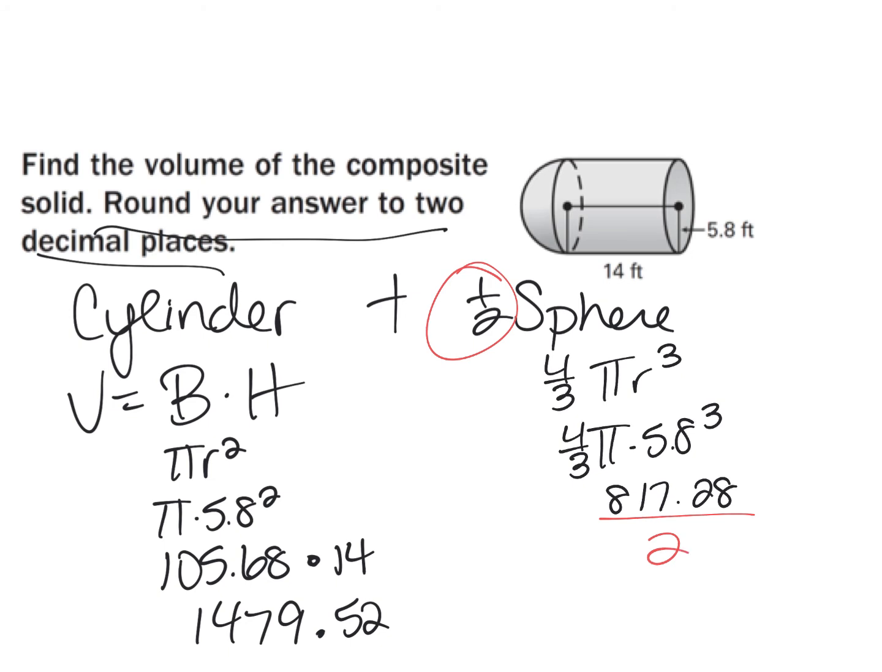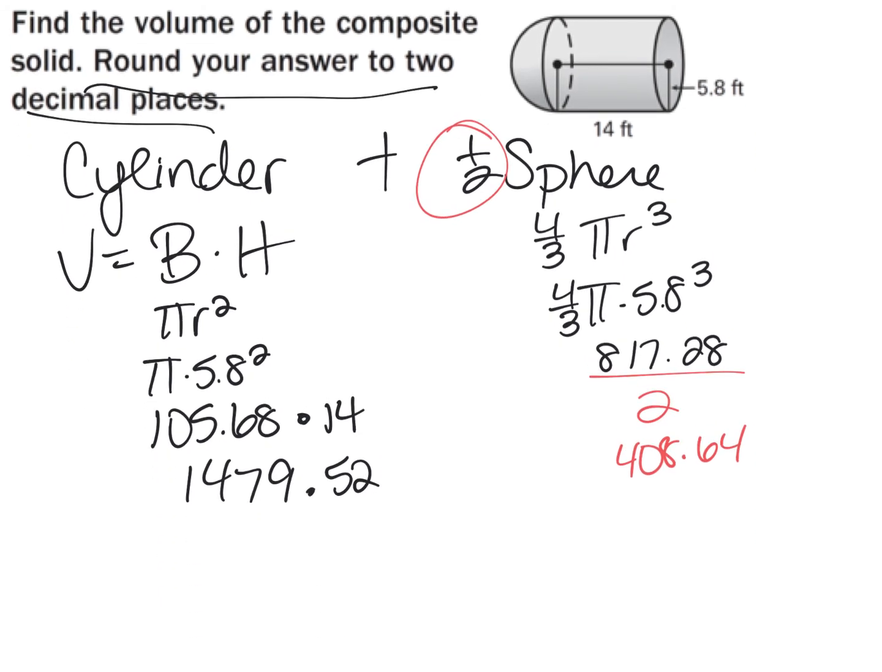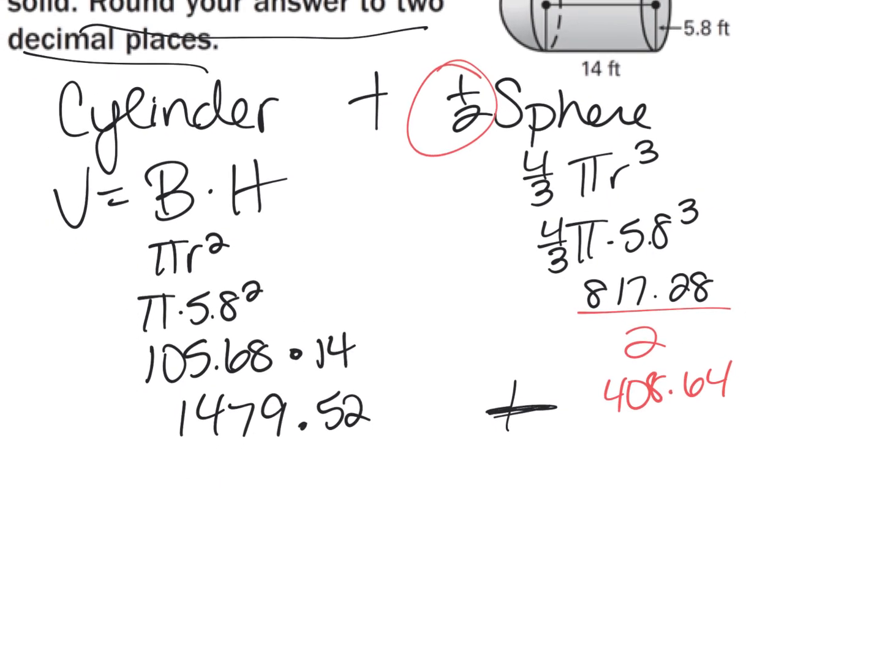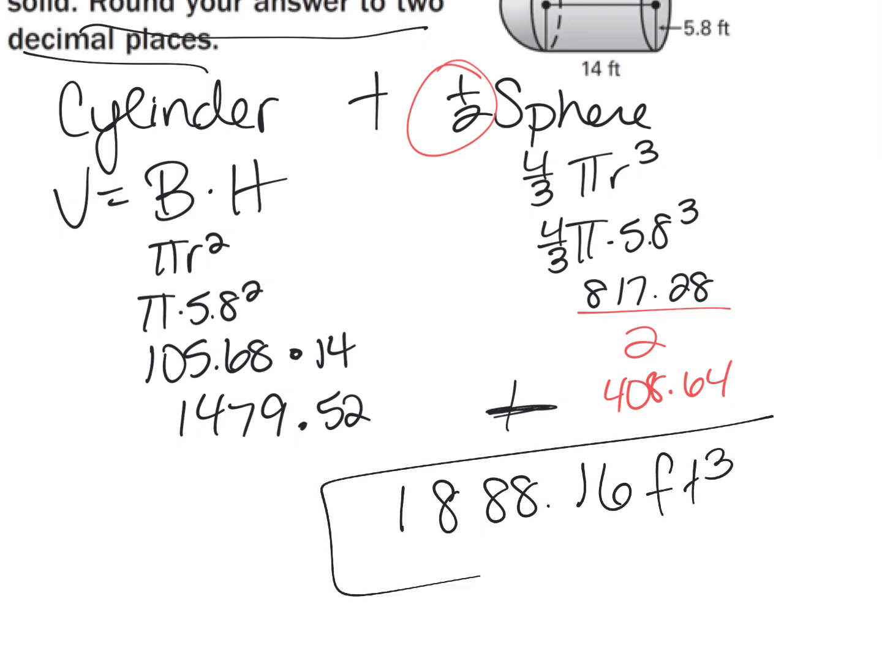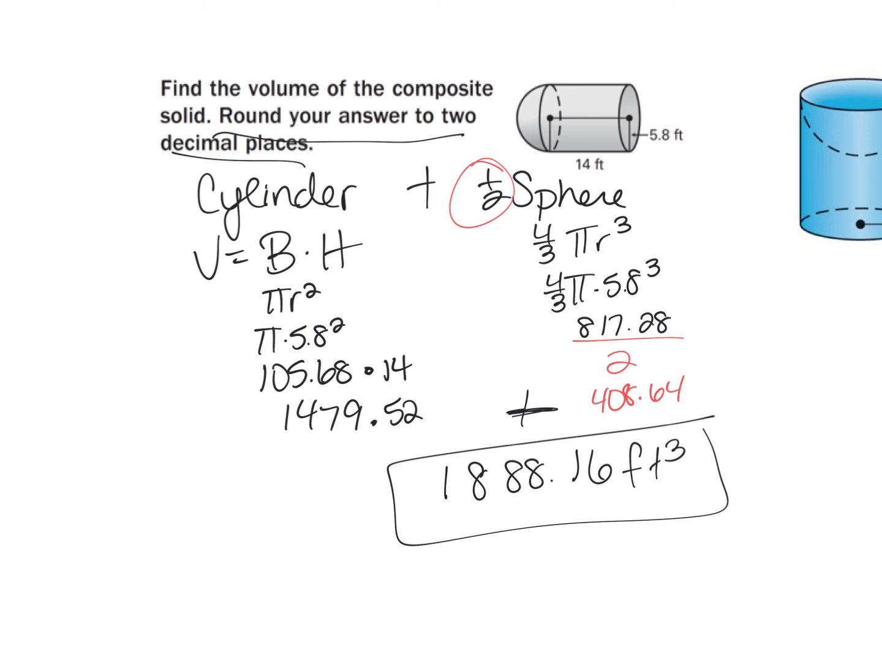So 817.28 divided by 2 gives me 408.64. Okay, so now I am ready. I need to add those. I've done the half sphere, I've done the cylinder, so let's add them together. So you've got the 1,479.52 plus the 408 number. So let me type that in my calculator. And I get 1,888.16. And let's do our label, feet cubed. Okay, so that is that problem right there.